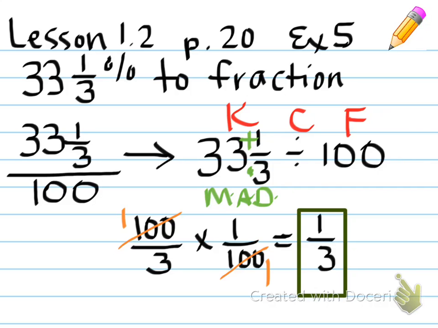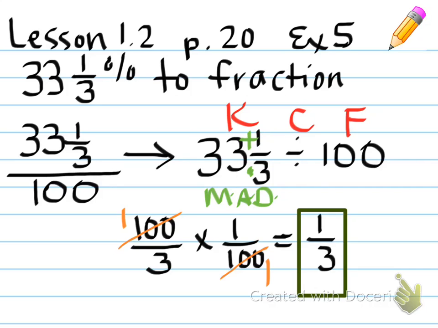So 33 1/3 divided by 100, you can see where in green I've shown you 33 1/3, I'm getting mad. 3 times 33 is 99. 99 plus 1 is 100. So I've got 100 over 3. In red, you can see I wrote the letters KCF because I need to do a keep, change, flip.